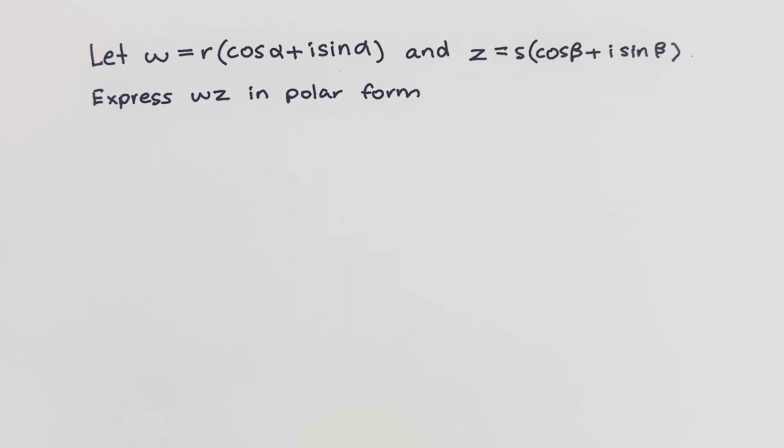In this problem, we let w equal r times cosine alpha plus i times sine alpha, and z equals s times cosine beta plus i times sine beta. Express w times z in polar form.